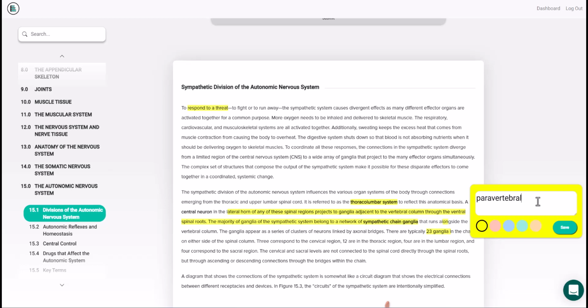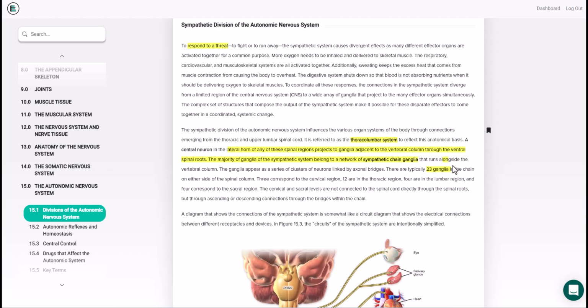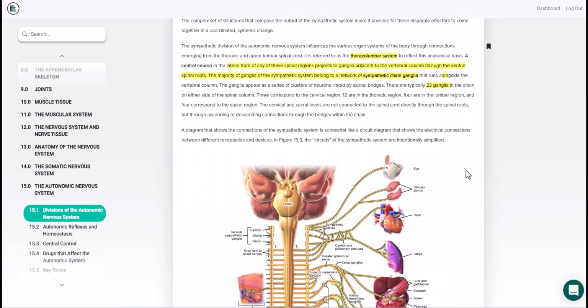Paravertebral ganglia. The reason they're called that is, you know that para means next to. So these ganglia are next to the vertebra, paravertebral ganglia. There's usually about 23 of these ganglia, all in a chain, in a row, right? That's why they're called the sympathetic chain ganglia. So let's take a look.